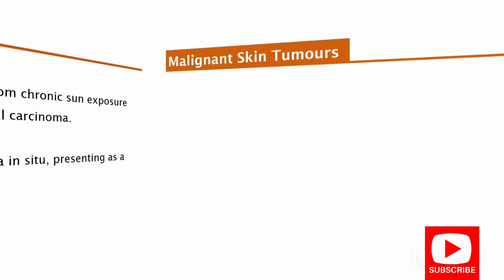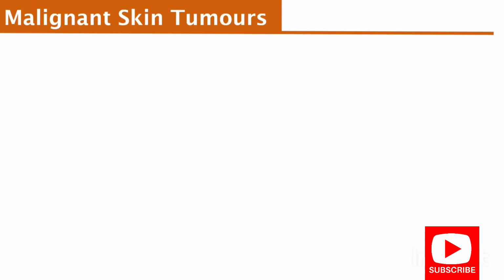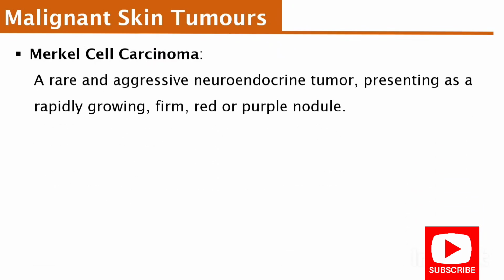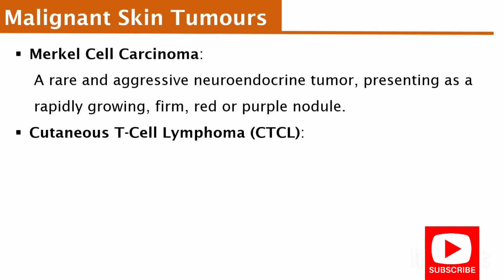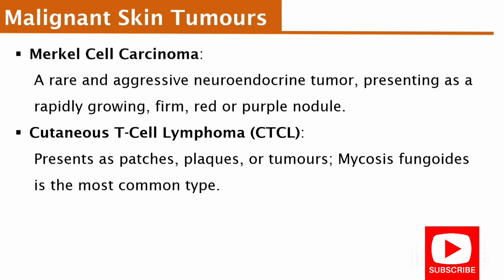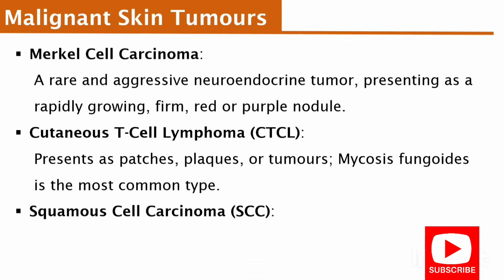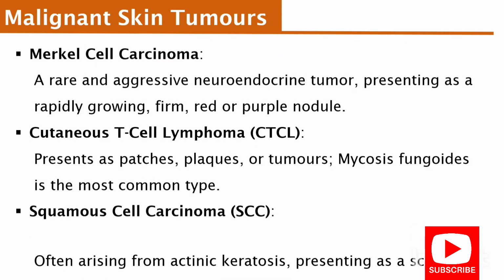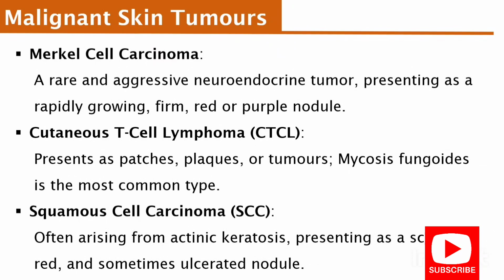Then let us look at malignant skin tumor itself. Now you are going to hear the term Merkel cell carcinoma. I'm just giving you some of the examples, you might need to read them up. So you have Merkel cell carcinoma, then you have cutaneous T-cell lymphoma, and then also squamous cell carcinoma. Does that make sense? So these are the different types of the malignant tumors.